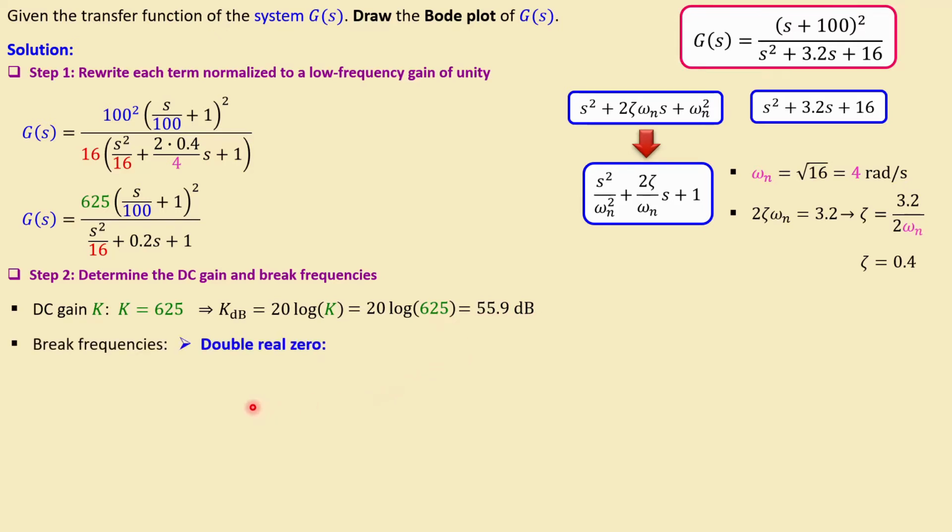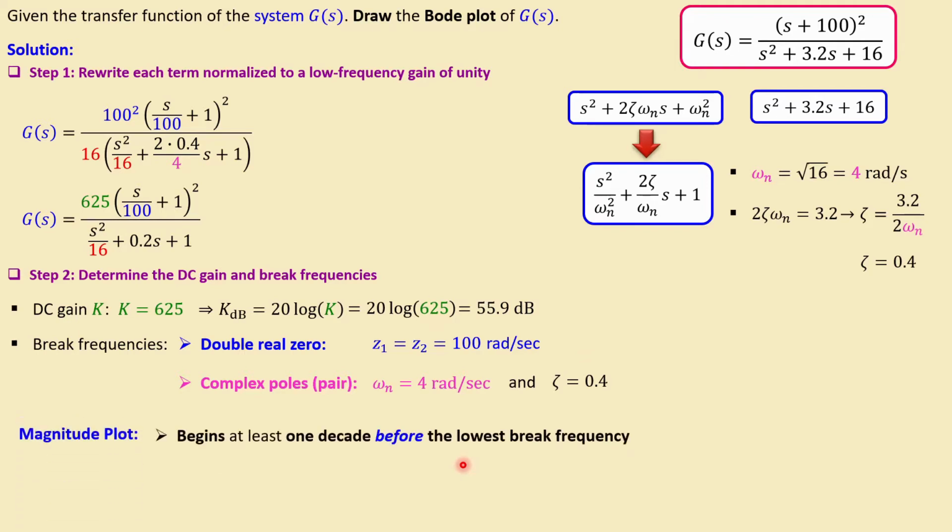Now the break frequency, we already have discussed this. We have a double zero, which is real, with 2 zeros at 100 radians per second. We have complex poles. These are in pairs, and for that we have the damping ratio and also the natural frequency, calculated as shown here.